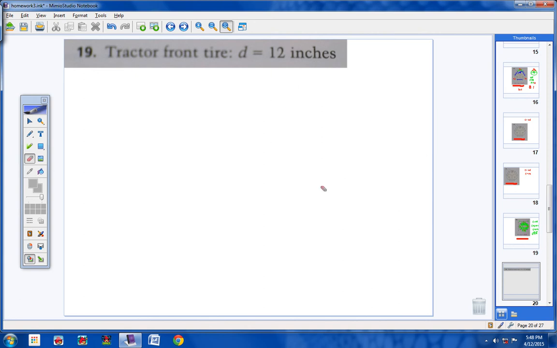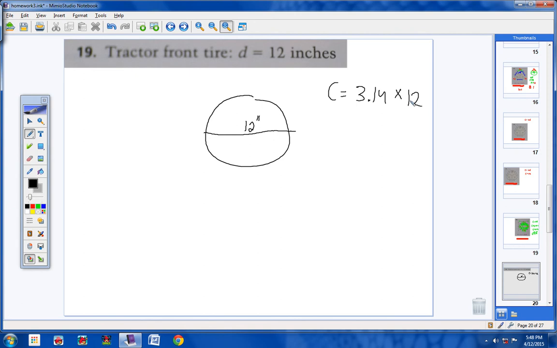So what they're asking us to do, if you read the directions, is determine the distance the vehicle would travel in one revolution. So I just told you how to do that. And then determine how many times the tire would rotate in 1 mile, okay? So here we go. Here's my circle right here. Diameter's 12 inches. Let's find the circumference very quickly. The circumference would be pi d, so 3.14 times 12. Let me grab my calculator real quick. 3.14.